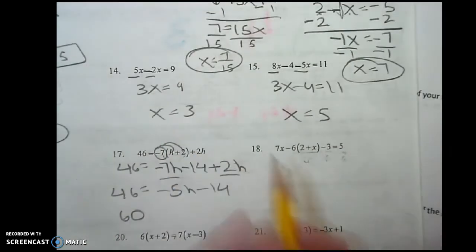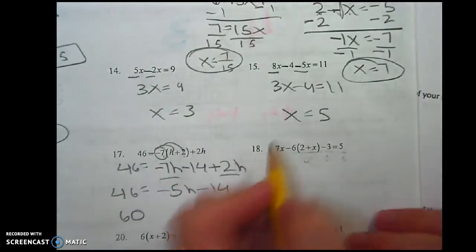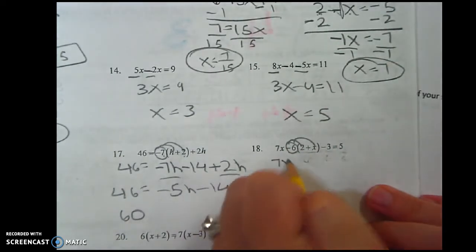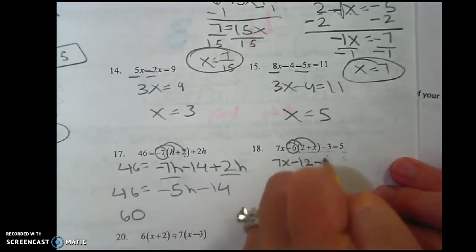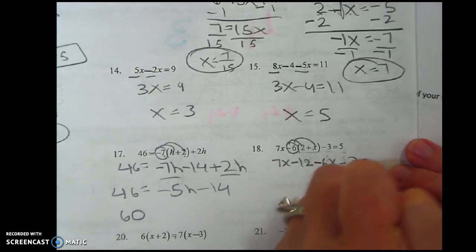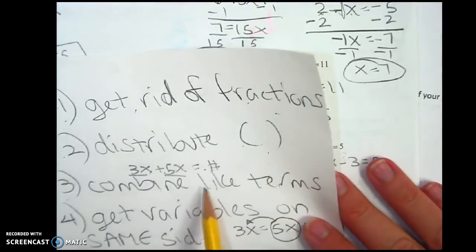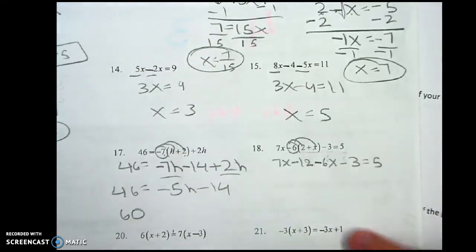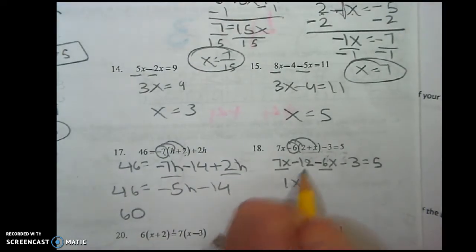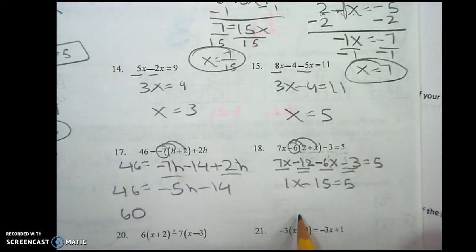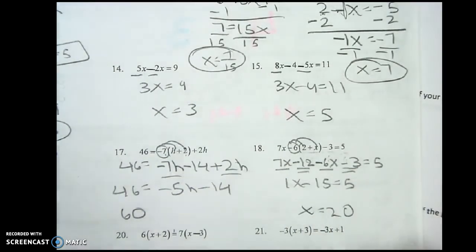Okay? Number 18. It's not multiplying by 6. It's multiplying by negative 6. So 7x minus 12 minus 6x minus 3 equals 5. After I multiply, I combine like terms. Put the same together. Add 5, divide by 1, 20. Okay?